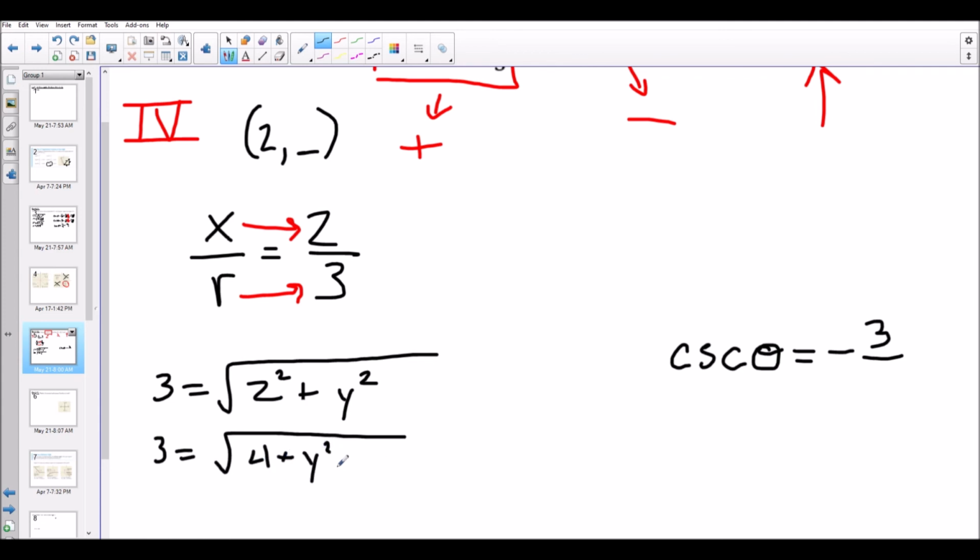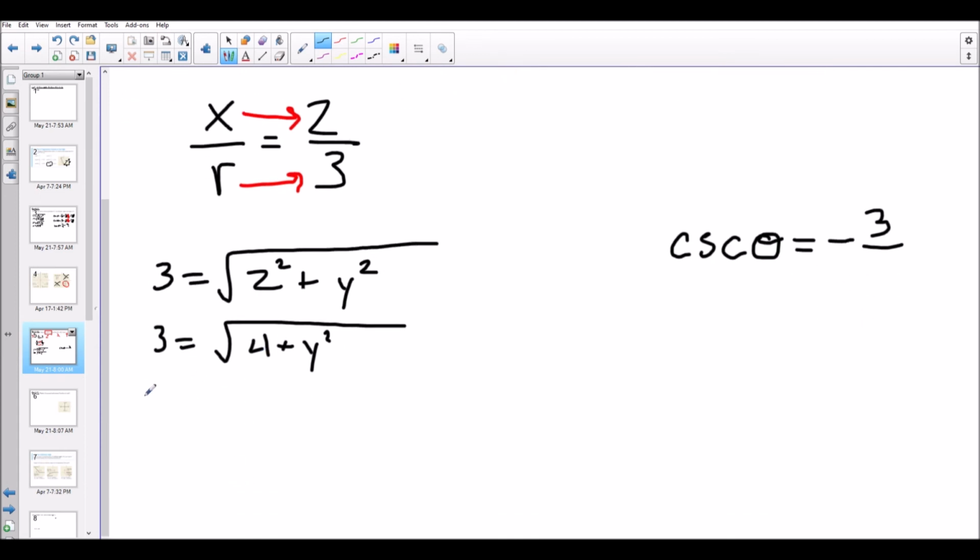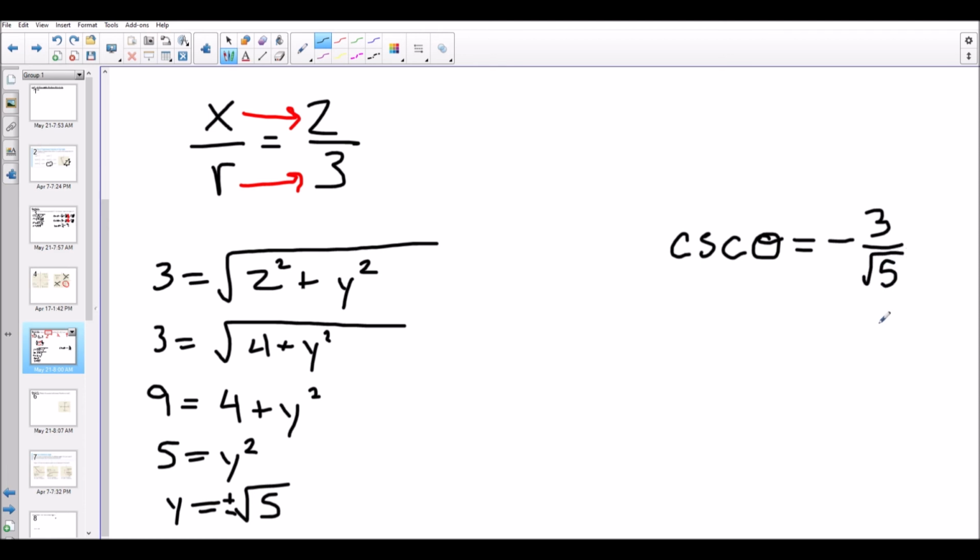And then we're going to have to solve for y. We're going to have to square both sides, making this 3 into 9. We're going to have to subtract the 4, making this a 5. And then we're going to have to take the square root of both sides. Now, normally when you take the square root of both sides, you would put a plus or minus here. So it could be plus or minus, but we know our y value has to be the negative version. So we're going to be dealing with the negative square root of 5, and the negative is already written over here. I'm just going to write the square root of 5 here.